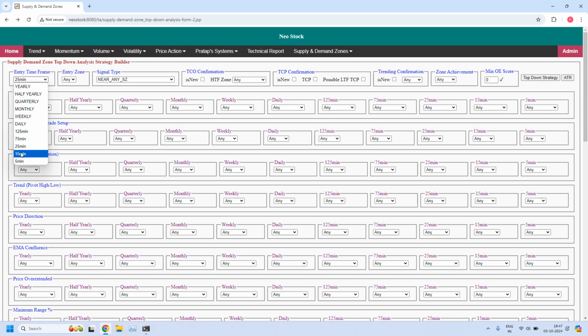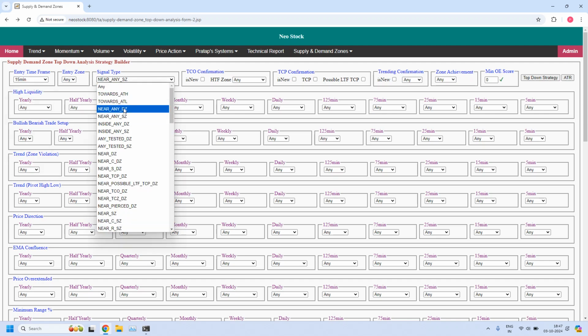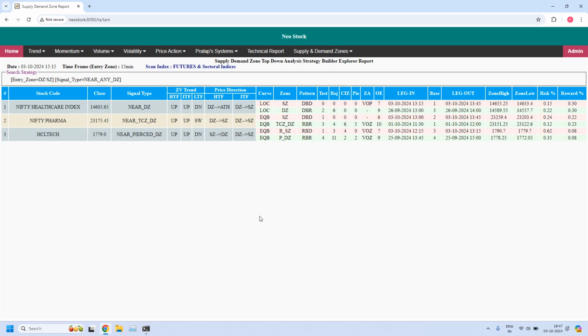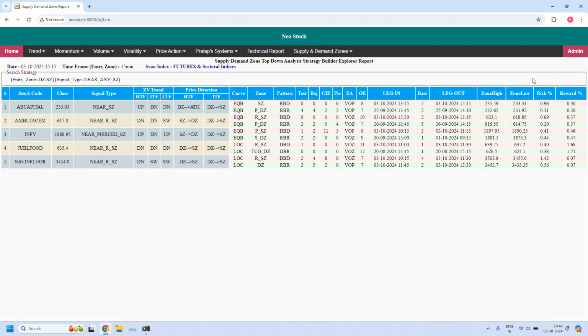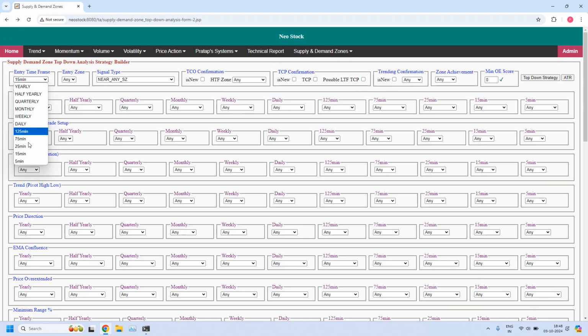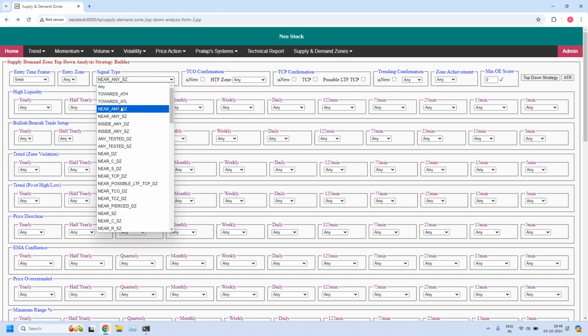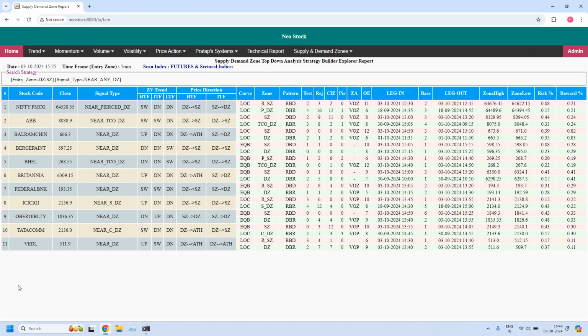Next time frame is 15 minutes. Let us find the stocks near the 15 minutes demand zone. And next for the 15 minutes time frame, let us find the stocks near the 15 minutes supply zone. 5 stocks are filtered. Next time frame is 5 minutes. Let us find the stocks near the 5 minutes demand zone.